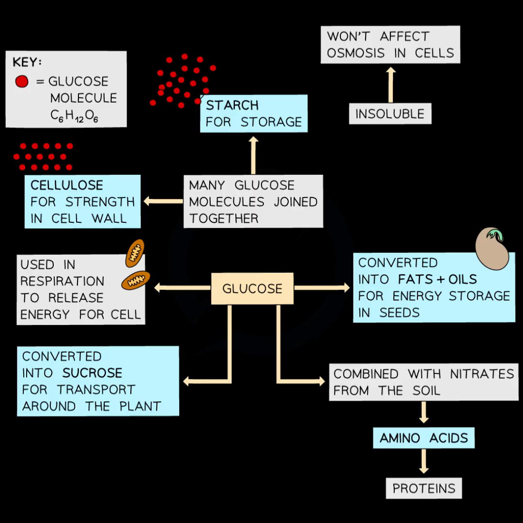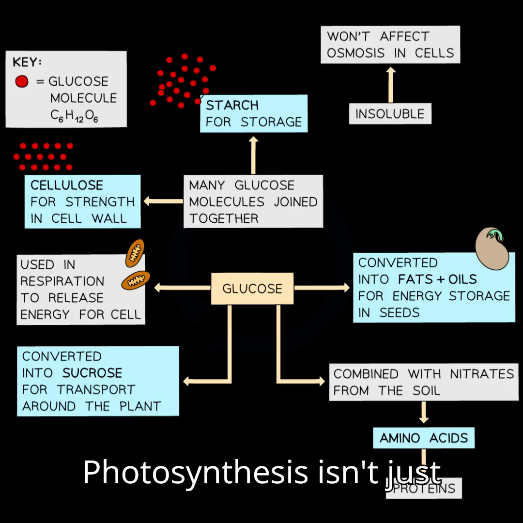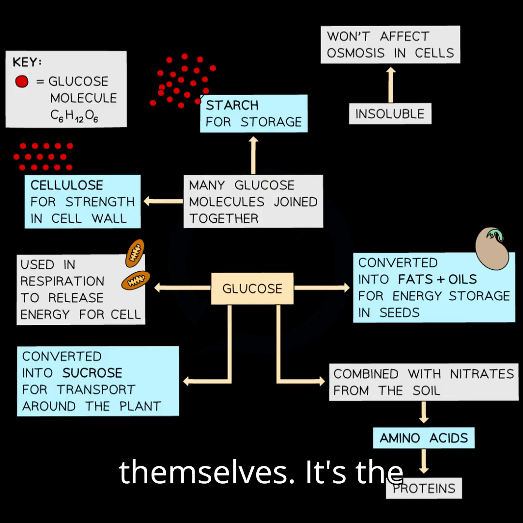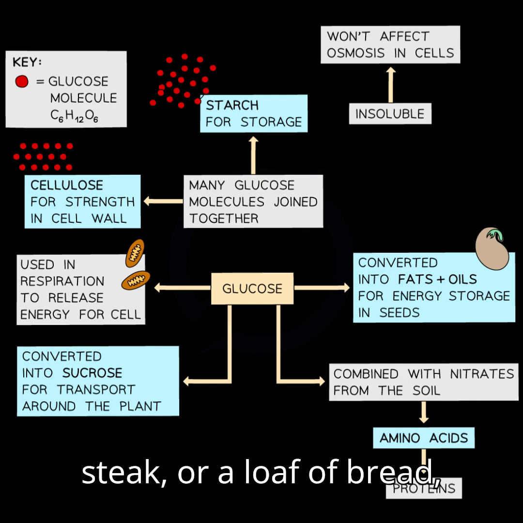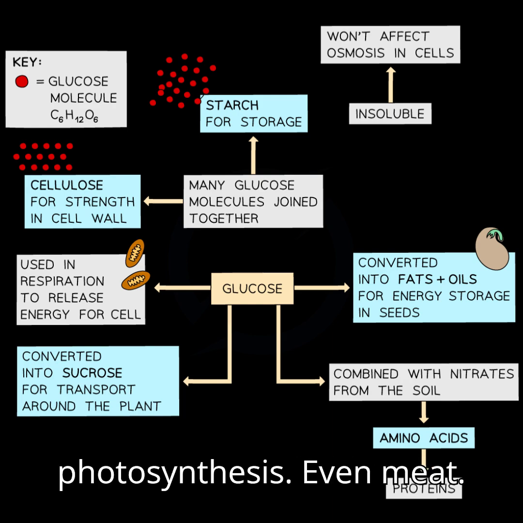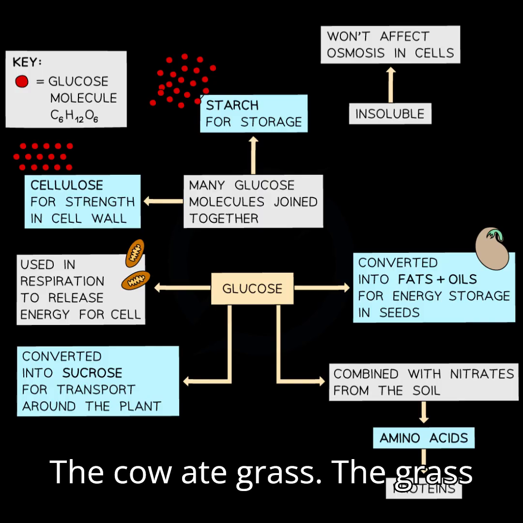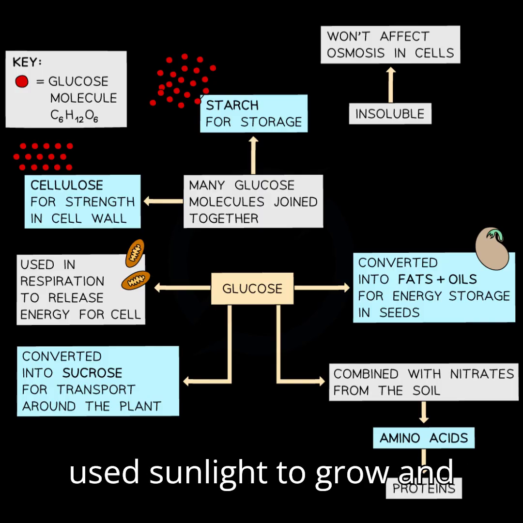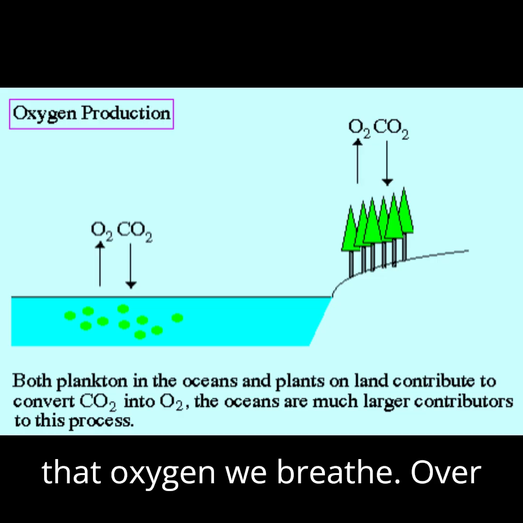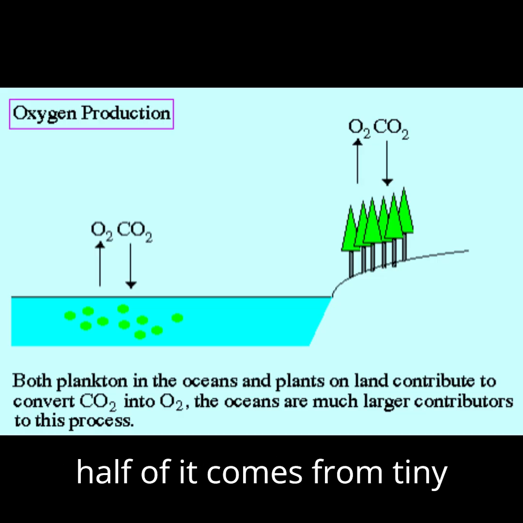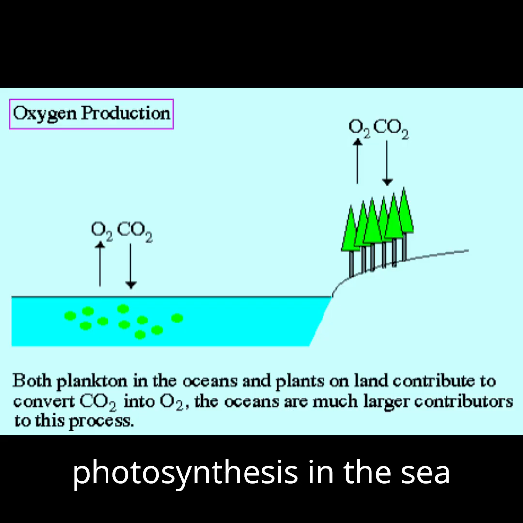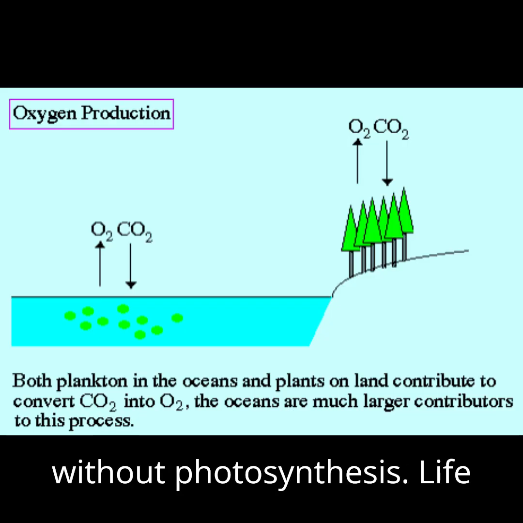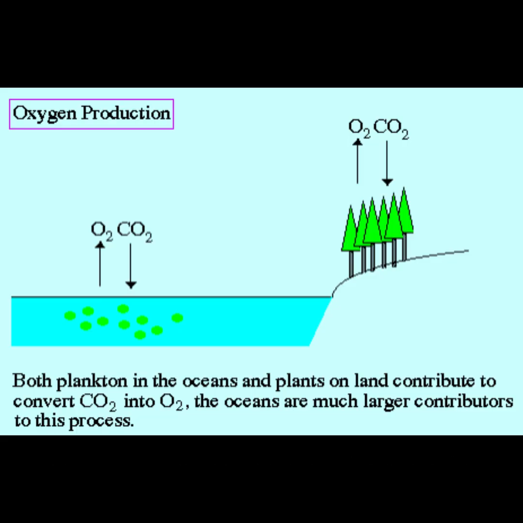Why it matters. Photosynthesis isn't just about plants feeding themselves. It's the foundation of life on Earth. Every bite of food you eat, whether it's an apple, a steak, or a loaf of bread, traces back to photosynthesis. Even meat. The cow ate grass. The grass used sunlight to grow. And that oxygen we breathe, over half of it comes from tiny ocean plants called phytoplankton, doing photosynthesis in the sea. Without photosynthesis, life as we know it would vanish.